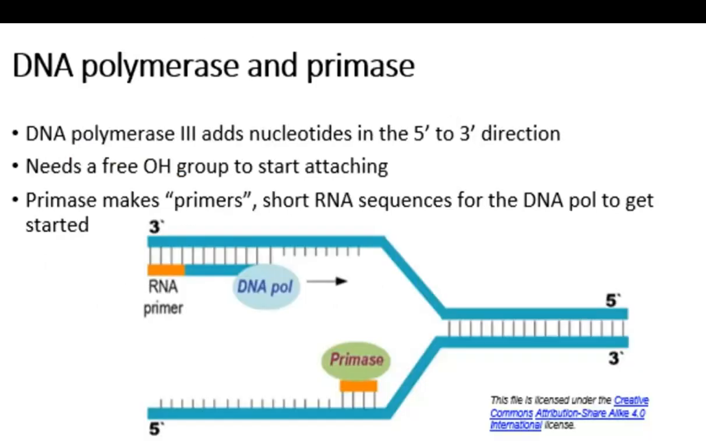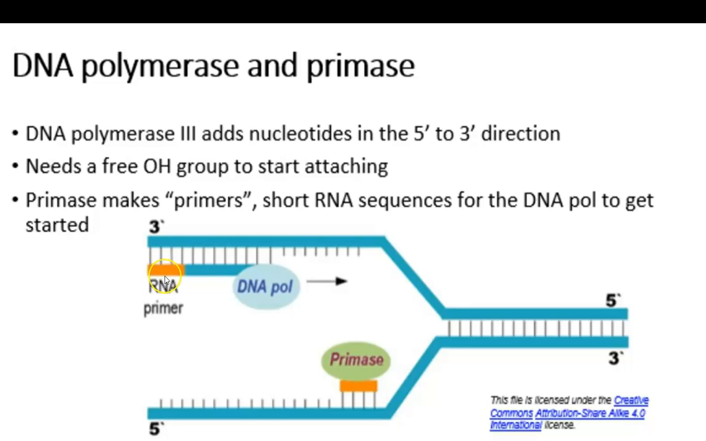And DNA polymerase 3, which is a very important enzyme, adds the new nucleotide, as you can see in this picture, to the 3' end. We always add nucleotides to the 3' end. So if this is our template, 3' to 5', then the new strand is going to be 5' to 3'. The only place where we can add a new nucleotide is the 3' end, because it has a free hydroxyl group that can make bonds with the next nucleotide.